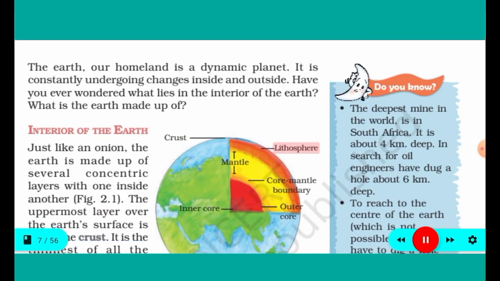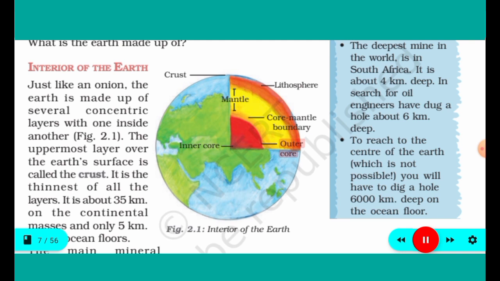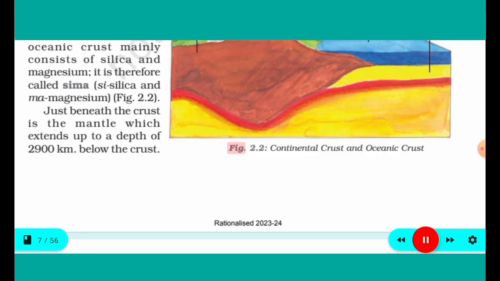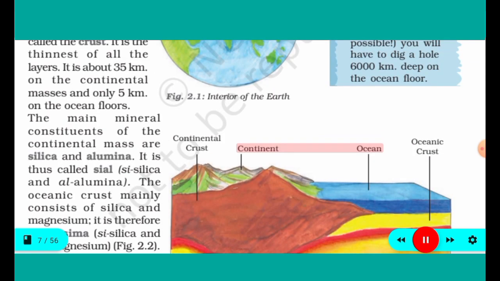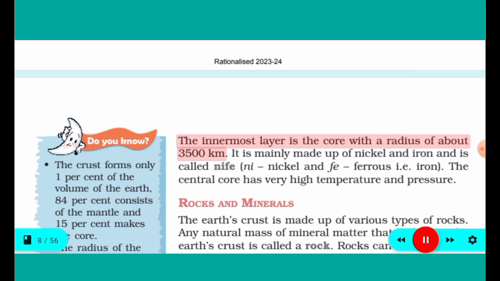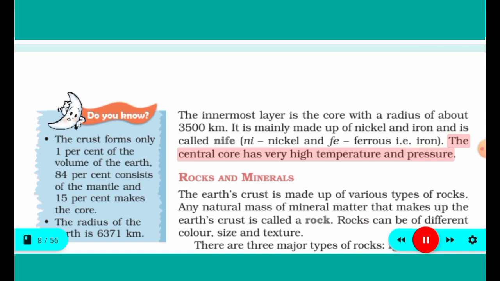Crust. Lithosphere. Core, mantle, boundary. Mantle. Outer core. Inner core. Fig. 2.1. Interior of the Earth. Continental crust. Fig. 2.2. Continental crust and oceanic crust. Continent, ocean. Oceanic crust. The innermost layer is the core with a radius of about 3,500 kilometers. It is mainly made up of nickel and iron and is called nife, ni for nickel and fe for ferrous, i.e. iron. The central core has very high temperature and pressure.